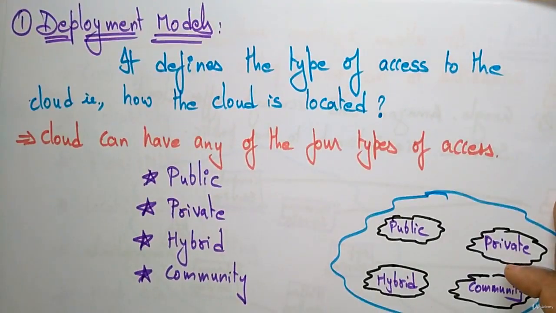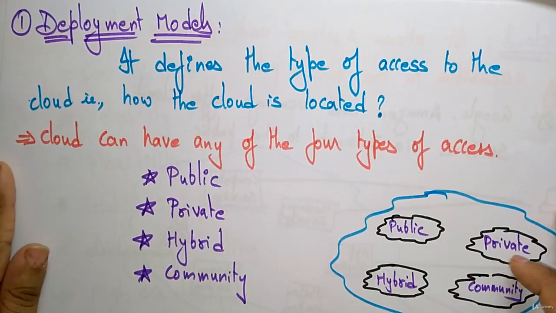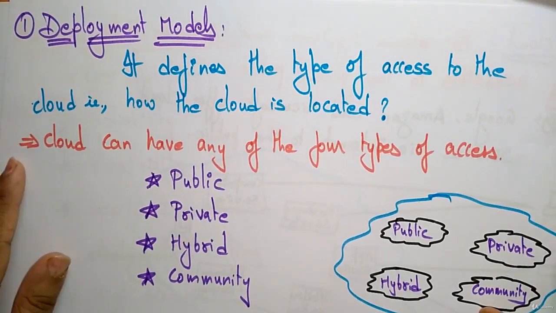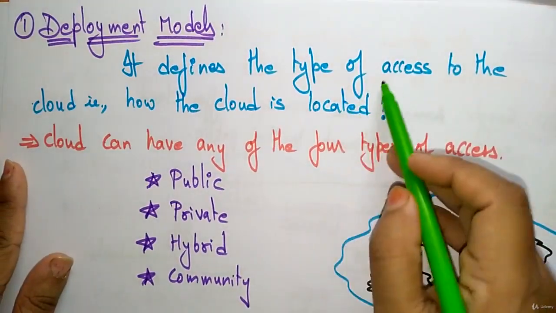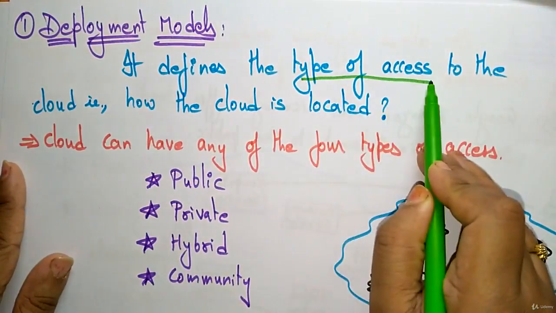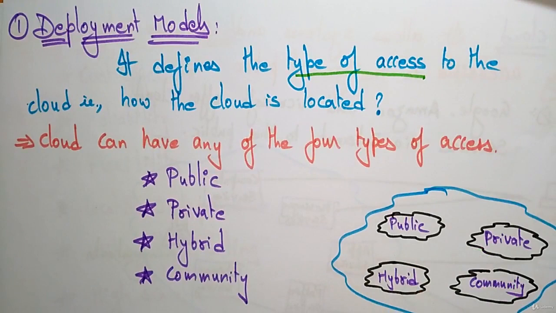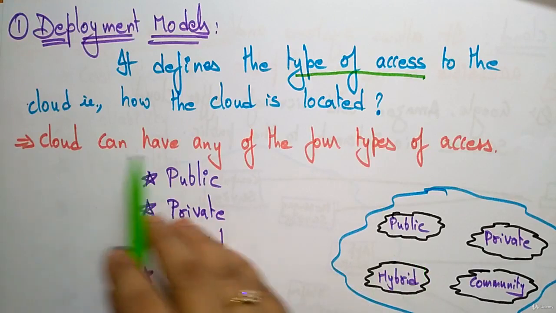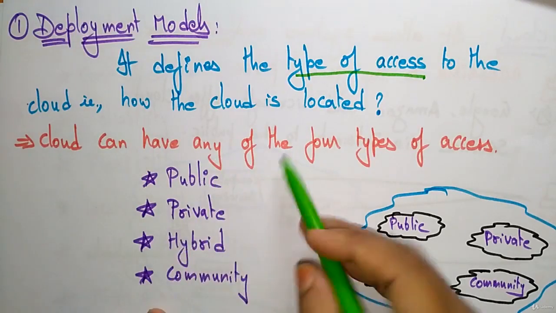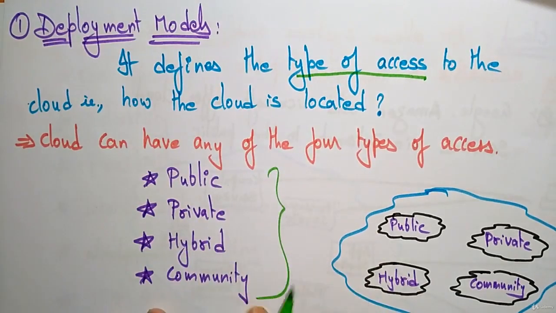A deployment model defines the type of access to the cloud. How the cloud is located, and how we can access the cloud. Different permissions will be there to access the data. So a cloud can have any of these four types of access.